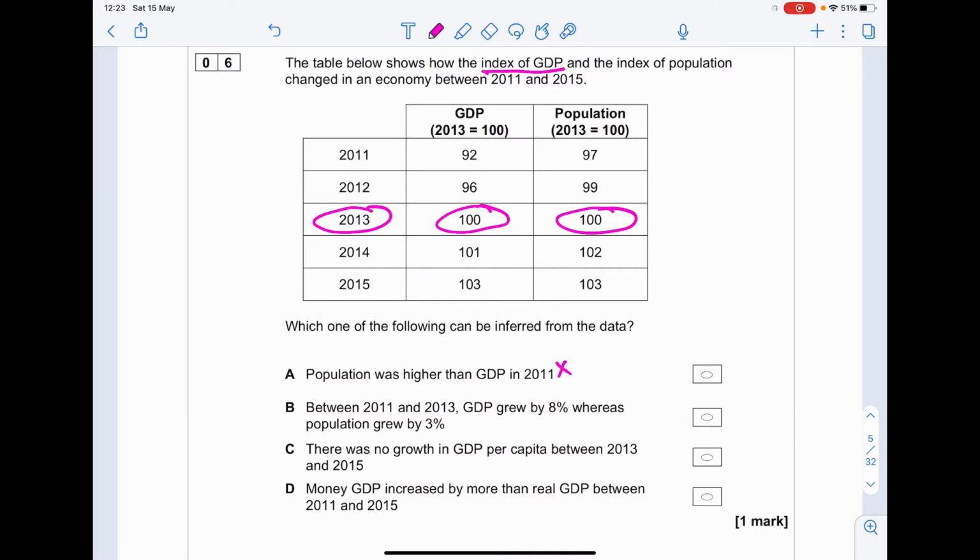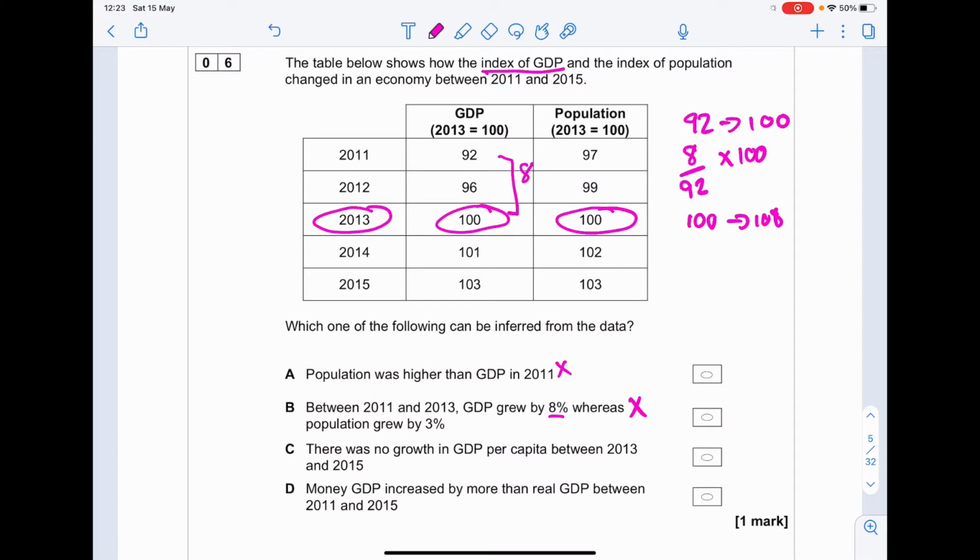Part B, between 2011 and 2013, GDP grew by 8%. Now this is the one that a lot of people will say is the correct answer. So 2011 to 2013, people think it's grown by 8%. Well, yes, it is going up by 8, but 92 to 100 is not 8%. Right? The change is 8 over your original of 92 times by 100. That does not give you 8%. If you go from 100 to 108, that would be 8%. But when you go backwards, that's not 8%. So it can't be that one. But a lot of people will think that's correct because it kind of looks like it's the right answer.